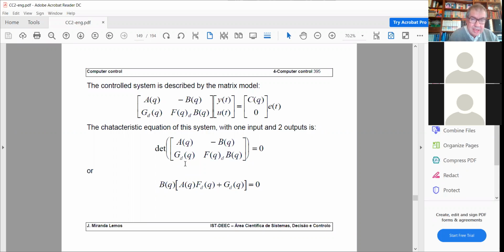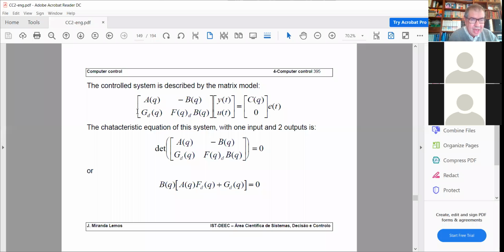So let's treat our system as a system with one external input, which is the noise, and two outputs, y and u. This is a kind of one input, two outputs, a simple multivariable system. So on the first line of this matrix equation, I write just the equations of the system: Ay minus Bu equals Ce. That's nothing more than the model of the system.